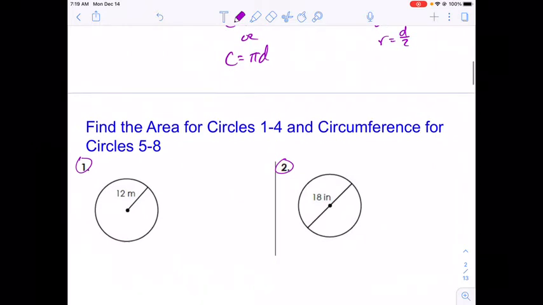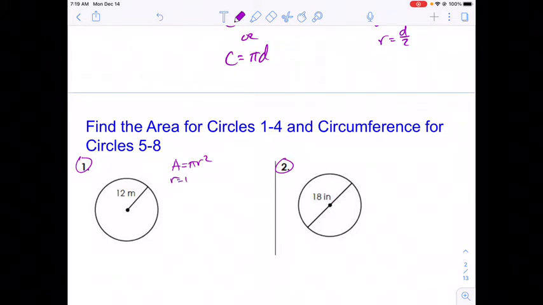So let's look here. We're not going to work every example. We're going to do most of them, and for the ones that you need to see, you can go look at the completed notes, and you can fill in those. So first thing here, circles 1 through 4, we're going to do the area. 5 through 8, we're going to do the circumference. So we begin by writing our formula down. Area is equal to pi r squared. In this case, our radius is 12.